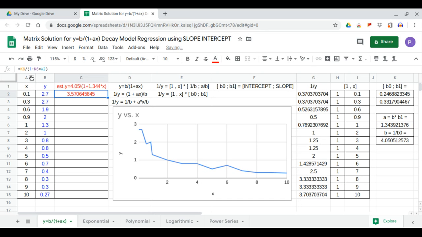And we lock the references. So we lock the reference K8 and K6. Now we can drag or copy this formula to the rest of the column.